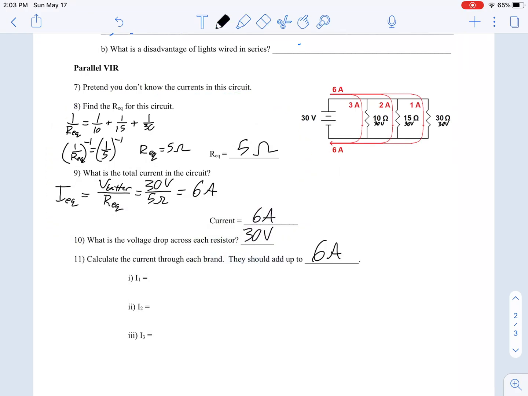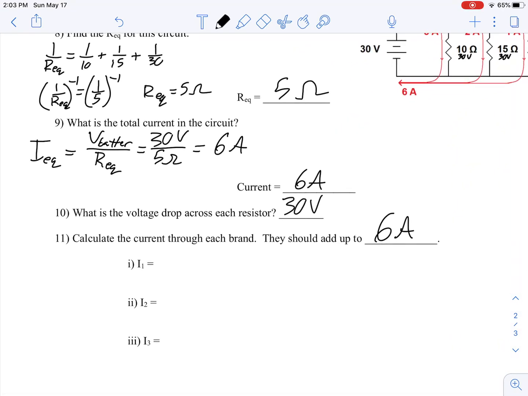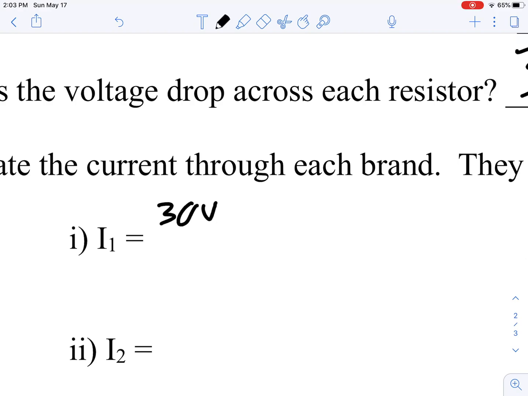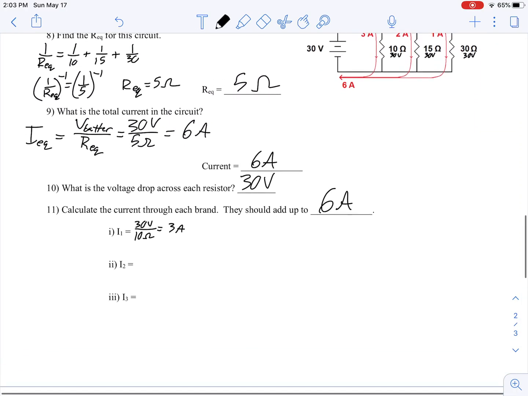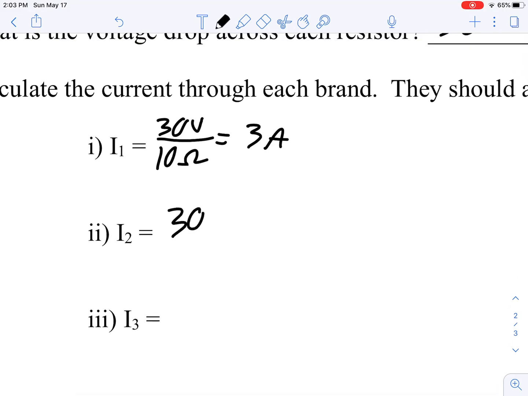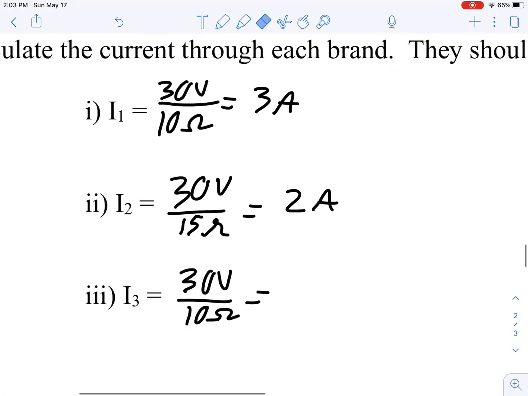So the current through the first resistor, the one on the left: V is 30 and R is 10. So we have 30 volts over 10 ohms, and we have 3 amps. The next one, we have 30 volts and 15 ohms. So that's 2 amps. And the last one, we have 30 volts and 30 ohms, not 10. So we have 1 amp.